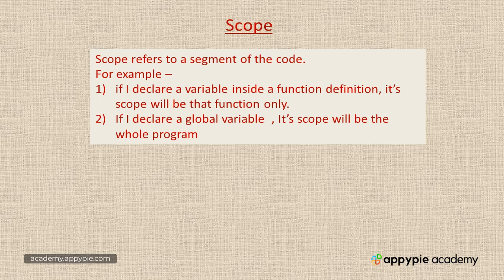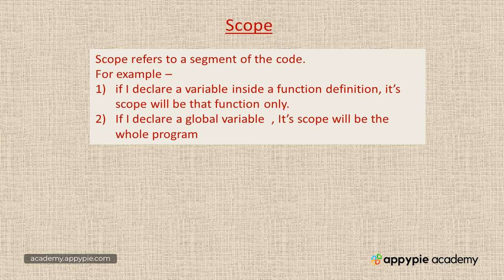Now, number two, if I declare a global variable, its scope will be the whole program. Now, how do we declare a global variable? That I will tell in the subsequent lectures. First, we are just reading the theoretical part of namespaces and scopes. Now, I will come up with an example.